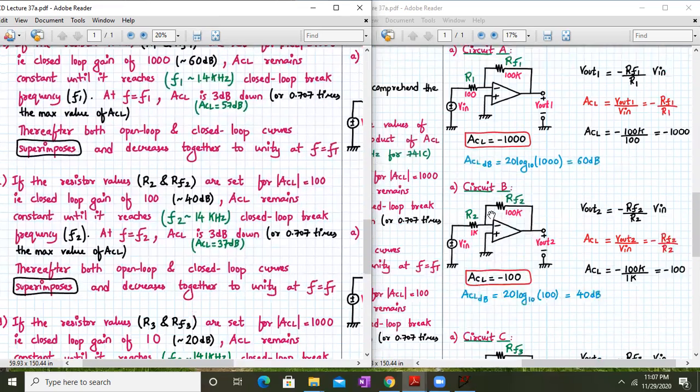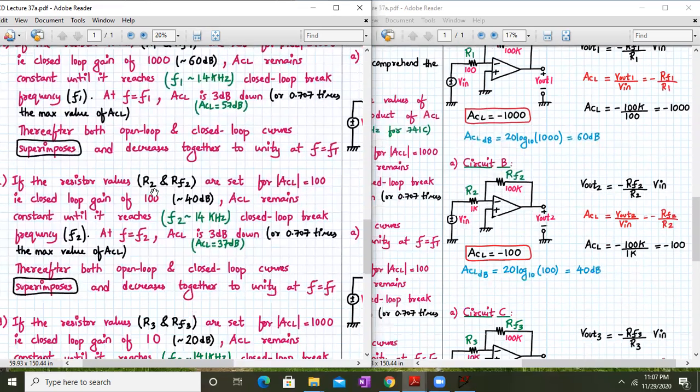Now let's go to the next circuit. If the resistor values R2 and RF2 are set such that the closed loop gain is 100, that is in dB it is 40 dB.